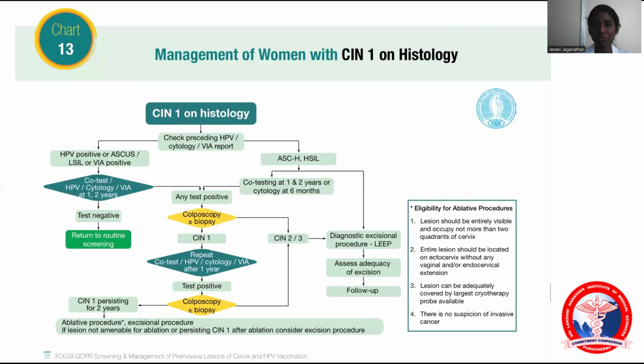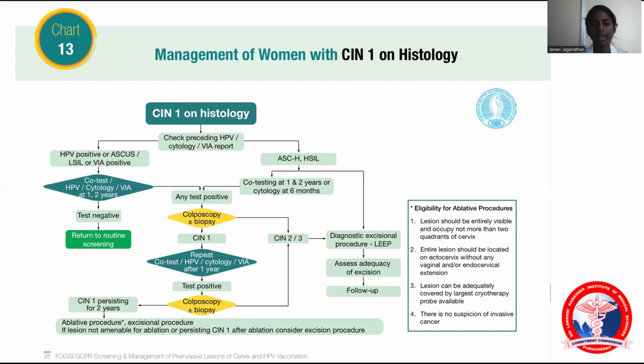So moving on to the management of women with CIN1 on histology. CIN1 on histology, tissue diagnosis. Check the preceding reports of the patient, that is the HPV report, cytology report, VIA report. Preceding HPV positive or ASCUS, LSIL or VIA positive, we have to perform co-testing again, HPV testing, cytology testing, VIA testing at 1 year and 2 years. If the repeat test is negative, return to routine screening. If at any time the HPV, cytology and VIA is positive, we have to directly go for colposcopy-guided biopsy.